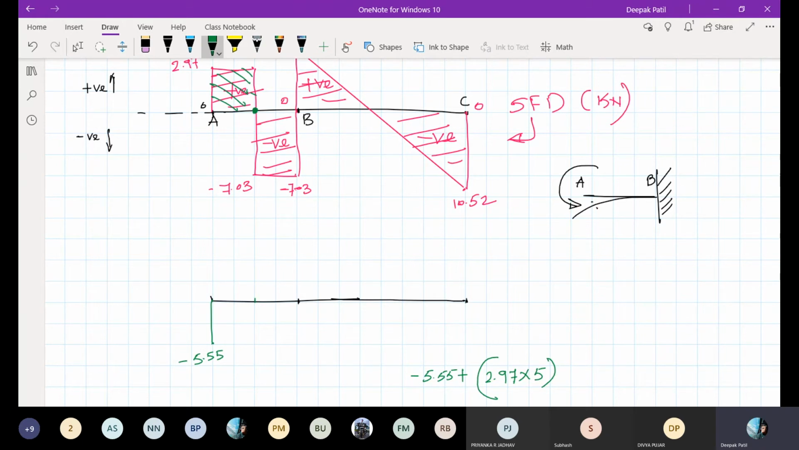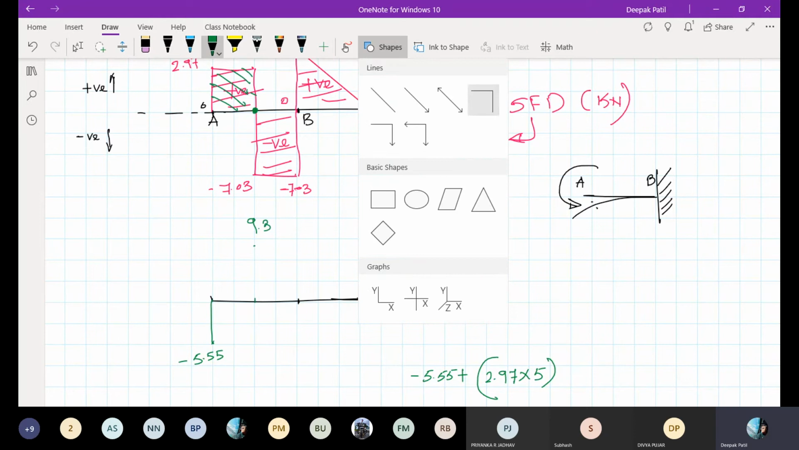Okay, so once I do that, can anybody tell me what will be the value? Hope you have the calculators. Minus 5.55 plus 2.97 into 5. Anybody doing the calculation? It is 9.3. You're getting plus or minus? Plus. It means you have to go above now. Okay, so this is 9.3.